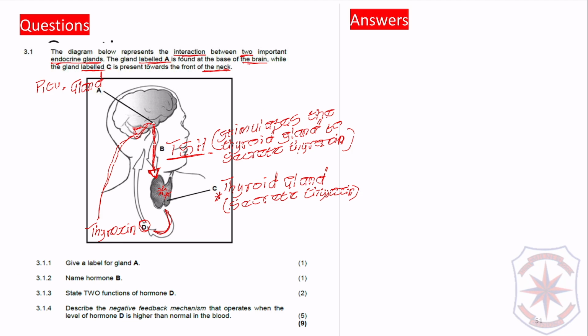Okay, so we said that gland A is the pituitary gland. It secretes hormone B, which is TSH, which travels to gland C, which is the thyroid gland, to stimulate it to secrete hormone D, which is thyroxin. Okay, so of course, question number 3.1.1 is going to be give the label for gland A.